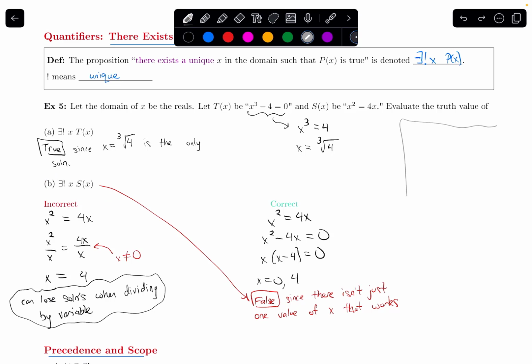However, if we were to instead consider the statement, does there exist an x such that s of x is true, then the answer would be yes, because for there exists, there just has to be at least one. So 2 is definitely good enough for that. This one would have been true. Okay, and that's the difference between there exists a unique x and there exists an x.